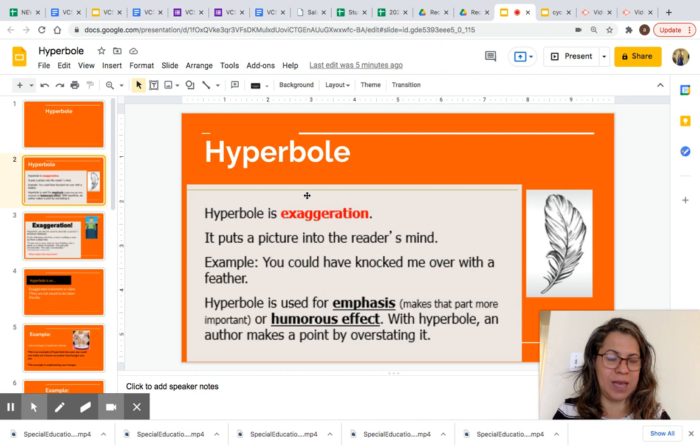This is an exaggeration. Hyperbole is used for emphasis, to make that part more important, or for humorous effect. With hyperbole, an author makes a point by overstating it, just like we saw in this example.